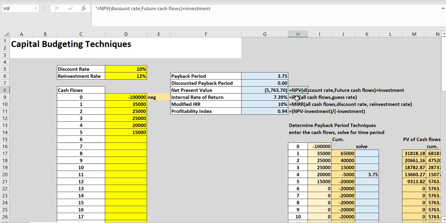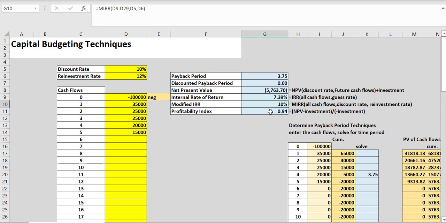Internal rate of return is a pretty simple formula, equals IRR. You just highlight all of the cash flows that you have, and then you enter a guess. In this case, I guessed 15%. MIRR is the same thing. Again, it's another technique, modified internal rate of return. Enter the cash flows, highlight them. Now, in this case, you enter the discount rate and the reinvestment rate.